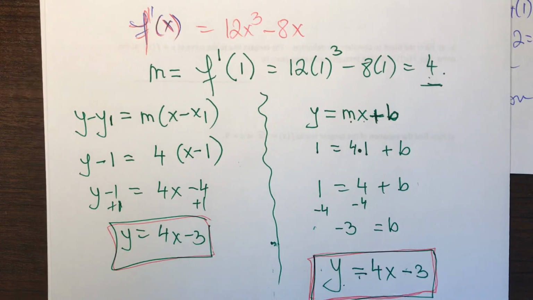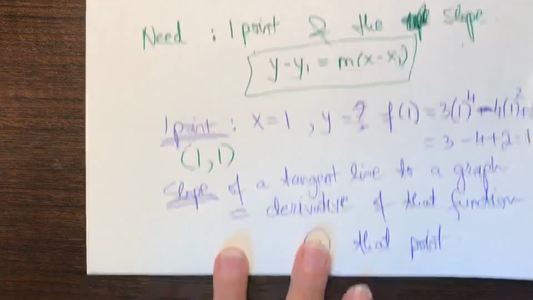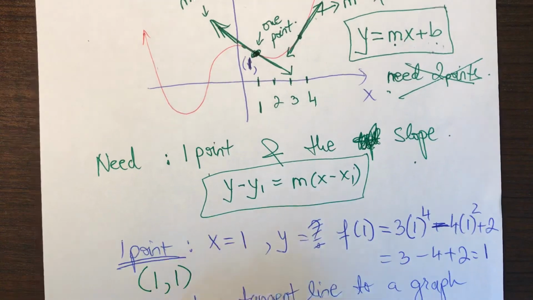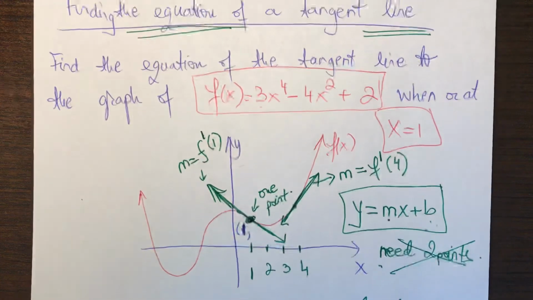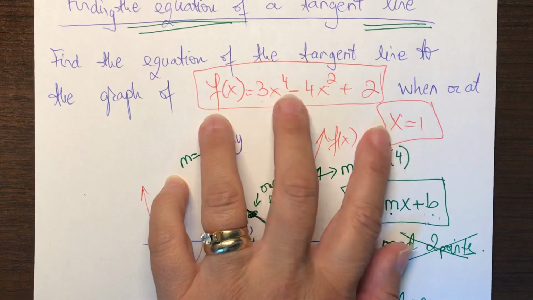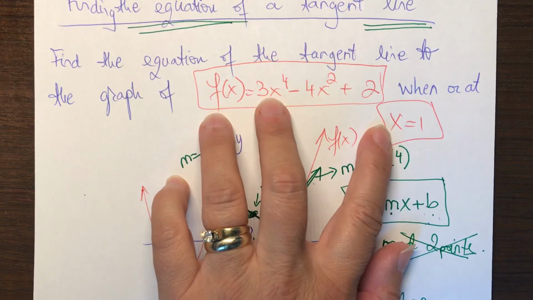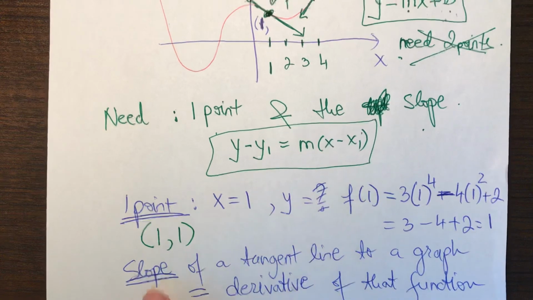You've learned how to find equations of lines many, many times. And you already remembered one more time what? That to find the equation of a line, you need a point and you need a slope. The point is easy because we are telling you where this is happening, at least the x value. Of course, you know how to find the y value. You plug it into the function. But the one thing that we're missing is the slope.